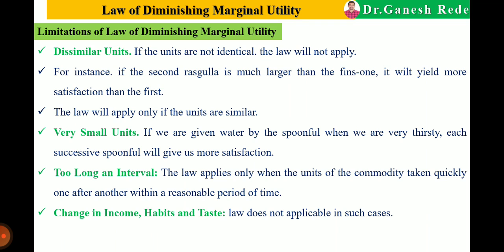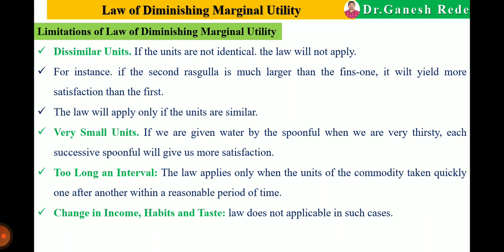Now first, the dissimilar units. As we know, our first assumption was that the units of the commodity must be similar. They must have similar size, shape, color, taste, maturity. Means homogeneity is the basic requirement of the law. So what will be the limitation of this law? If we apply this law on dissimilar units of a commodity, this law will not be applicable. If the units are not identical, this law will not be applied.